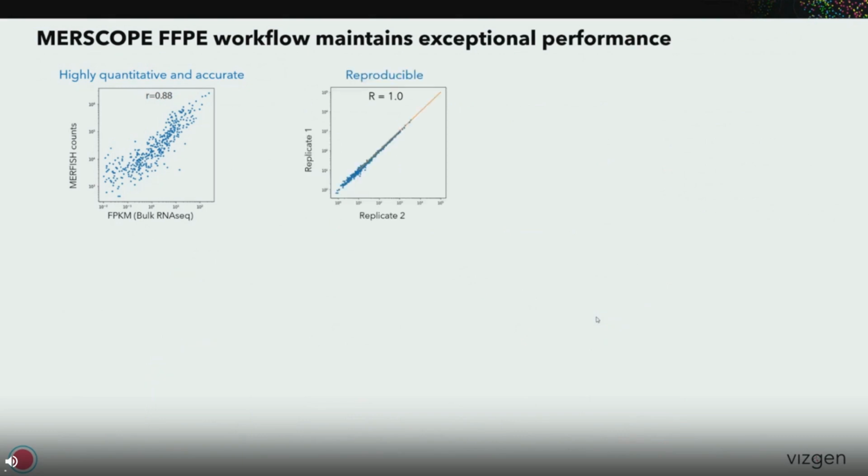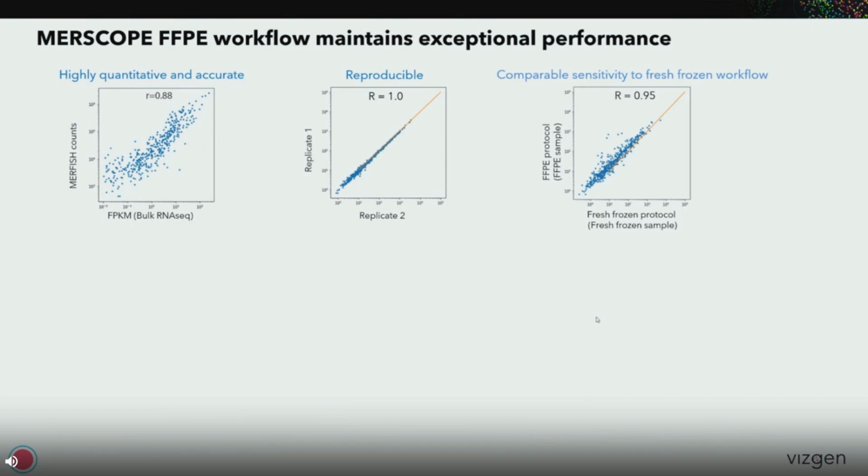This is also a highly reproducible measurement, and in biological replicates, we almost see perfect correlation here, as you can see from this correlation plot, with a correlation coefficient around 1. Furthermore, when we compare the counts detected by the FFPE workflow in FFPE samples versus those detected by the fresh frozen protocol in fresh frozen samples, we also found excellent correlation, with a correlation coefficient around 0.95.